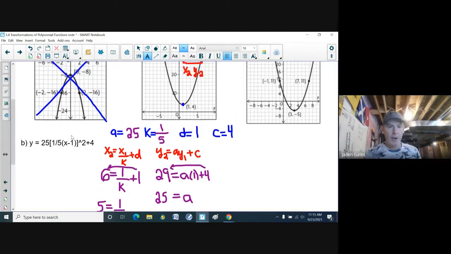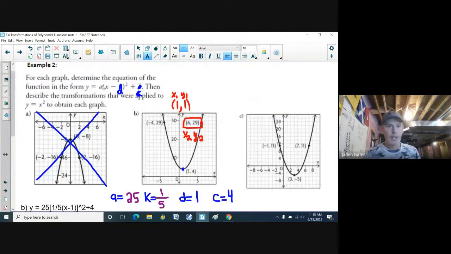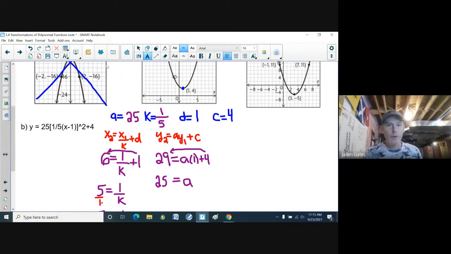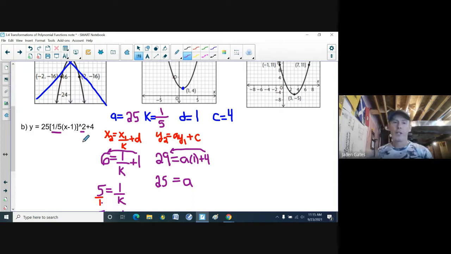Now, here's the key here. It wants us to write it in this form. See how there's no k there? Right? y equals a times x minus d squared plus k. Because you can move the k out of these square brackets. But the problem is it's squared. So just like I was talking earlier about, if it's squared, there's actually 2 of them in there.